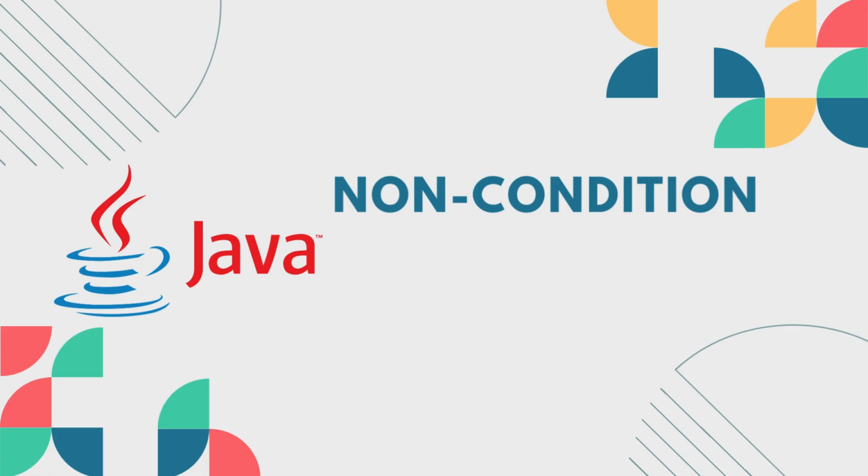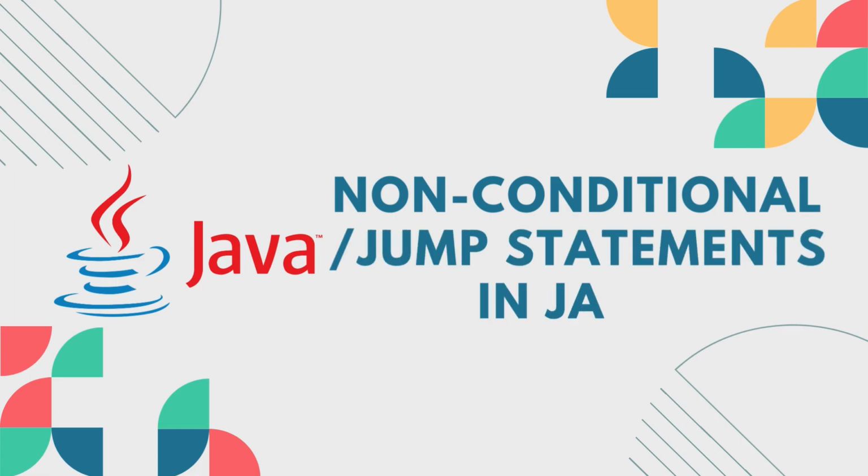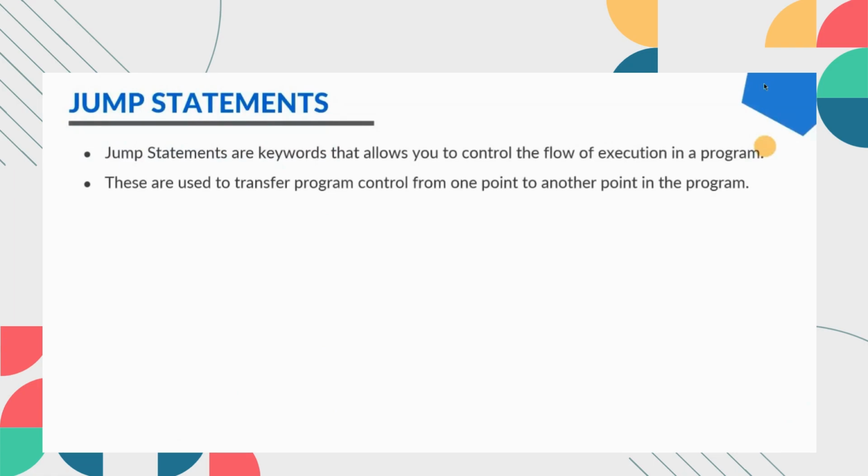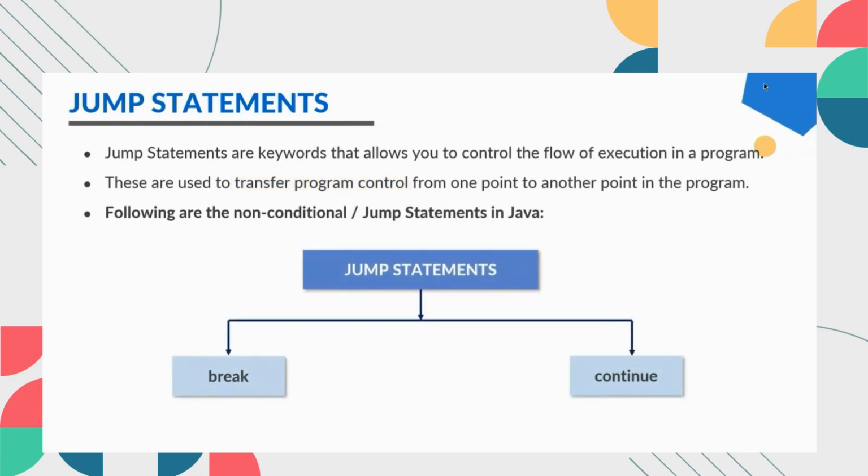Hi there, today in this session I will discuss non-conditional or jump statements in Java. Basically, there are two jump statements that I'm going to talk about. We do have goto, but Java doesn't support the goto jump statement. Jump statements are keywords that allow you to control the flow of execution in the program. These are used to transfer program control from one point to another point in the program.